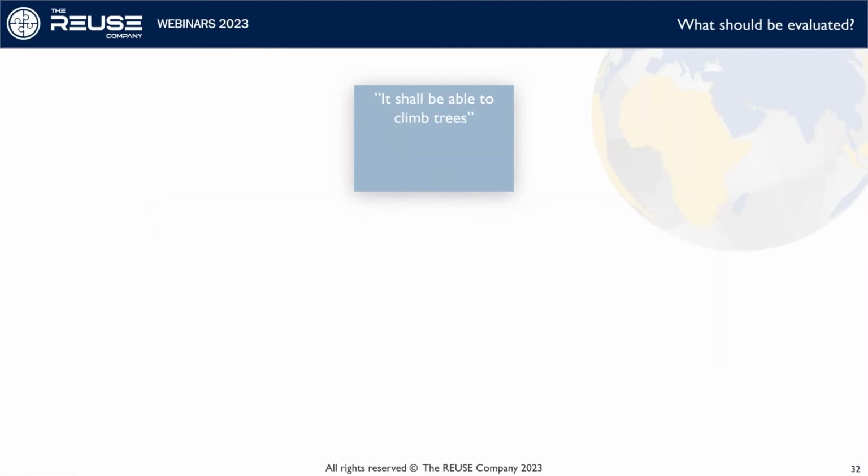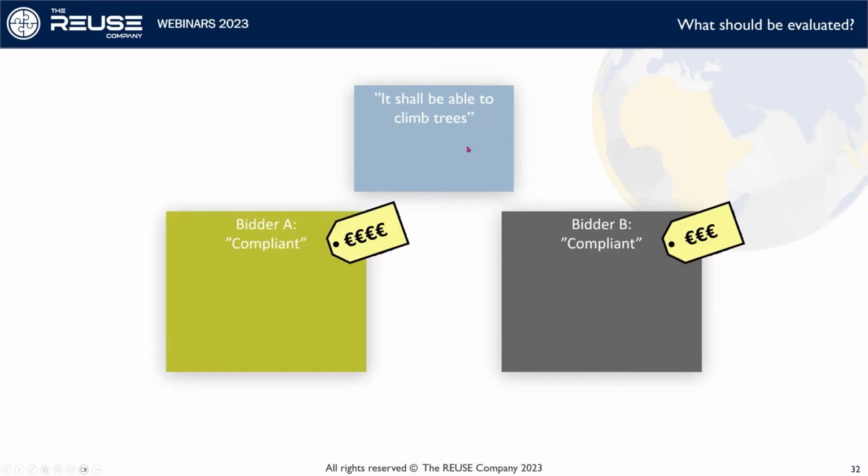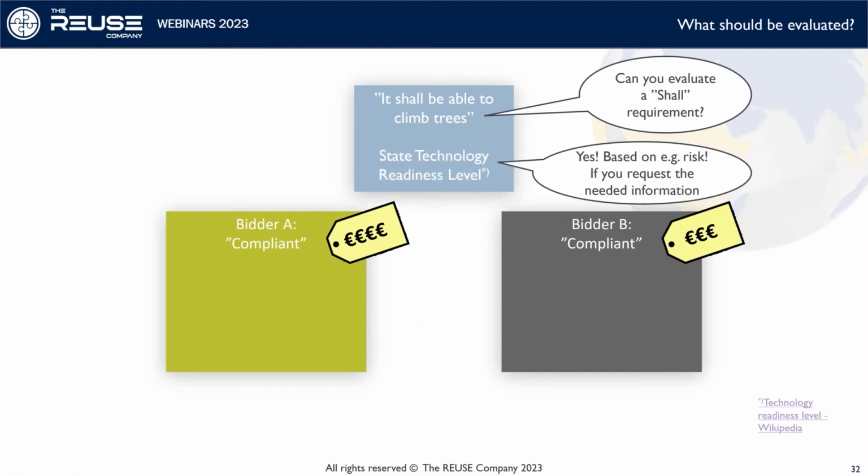Another example now, you may have a shall requirement here. And if you just say it shall do this, that, again, you will have compliance and you still have these price tags. Somebody may argue, well, if it's a shall requirement, it's yes or no, and there's not much you could evaluate. But I say there is.